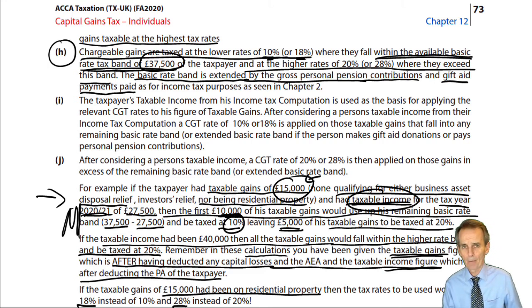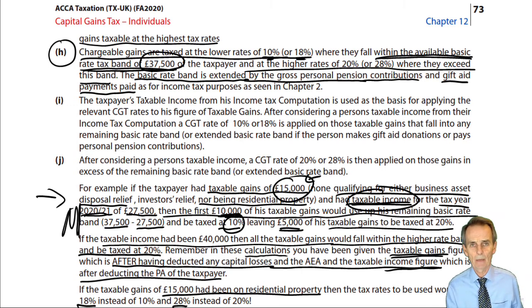So in the same way, that basic rate band limit would be extended in relation to the gross amount of personal pension contributions paid in the tax year and all the gift aid payments made in the tax year. That extension applies also to CGT. So if you'd done the income tax computation, you might have had a taxable income of £35,000. That did not exceed £37,500. So the fact that there was a gross amount of personal pension contributions paid of £2,500 was irrelevant in the income tax computation. 35 didn't exceed 37.5.